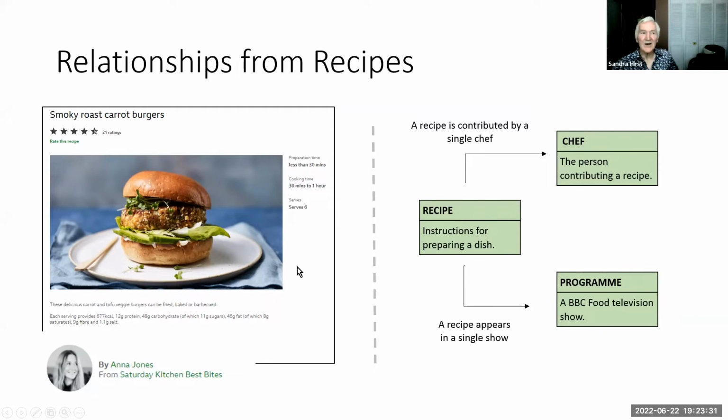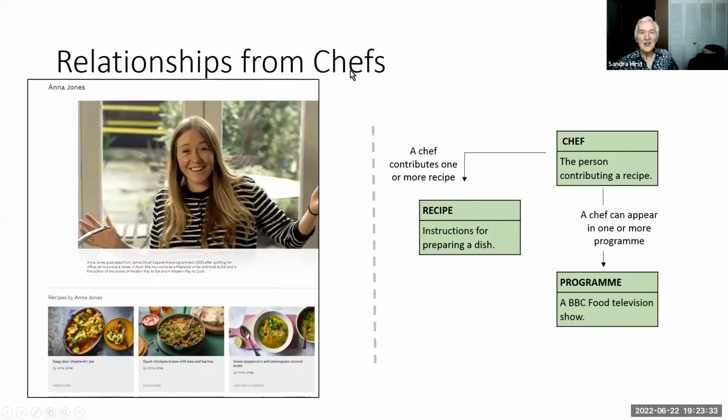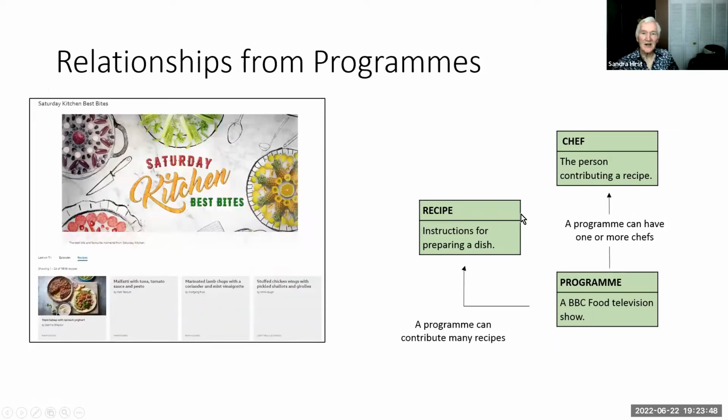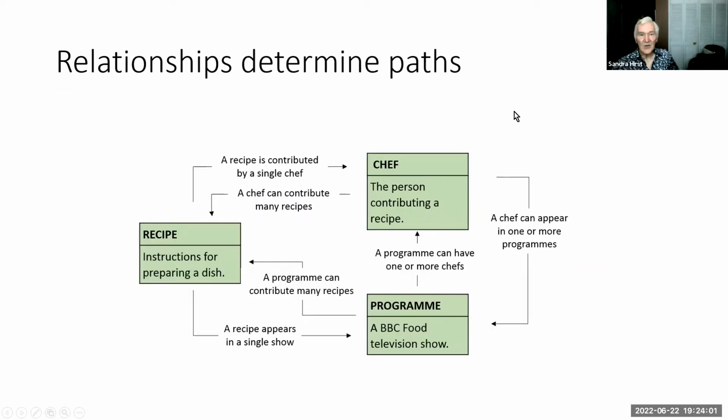They're useful for the database designer, but that's their own magic. We're not there. We've got relationships about chefs. So if I start with a chef, then they contribute one or more recipes, and there are many, and they can appear in one or more of those 170 BBC Food shows. And if we start from programs, we can see at the bottom a whole stack of recipes. And if we went further down on the screen, we could see a whole load of contributing chefs. So if you put it together, we've got the relationship structure between recipe, chef, and program.